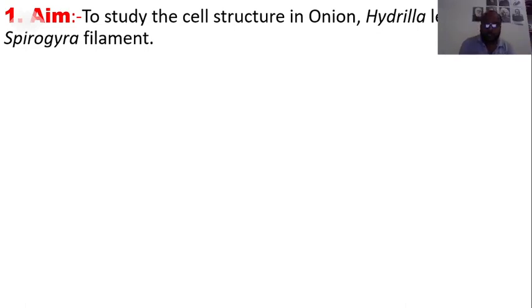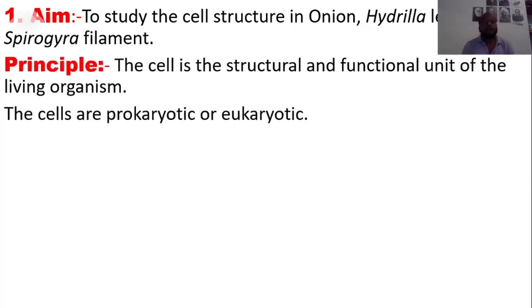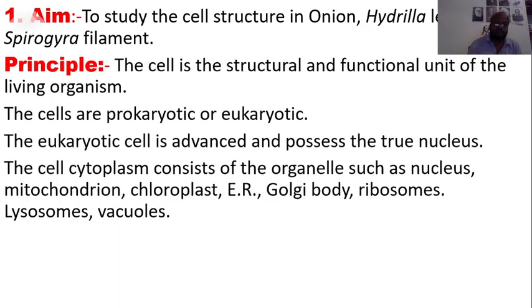So the prokaryotic cell means primitive cell. The prokaryotic cell has no well developed nucleus. And the eukaryotic cell is a well developed, advanced cell. It possesses all cell organelles, that is true nucleus, mitochondria, chloroplast, as well as lysosome, endoplasmic reticulum, Golgi body, vacuole. So all these cell organelles are found in the eukaryotic cell.